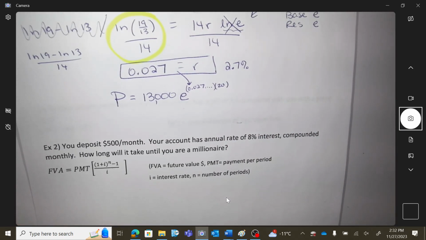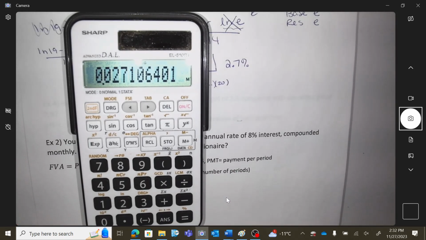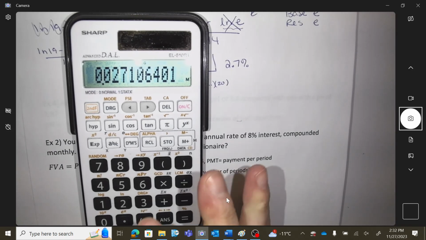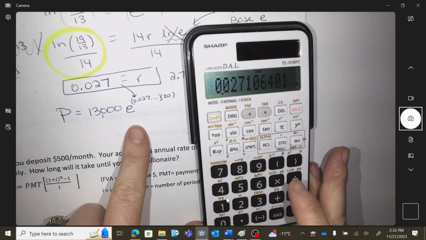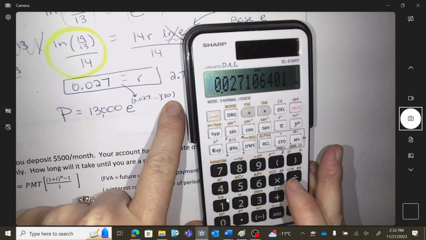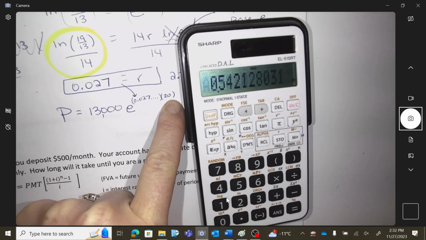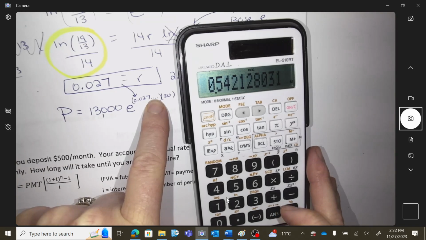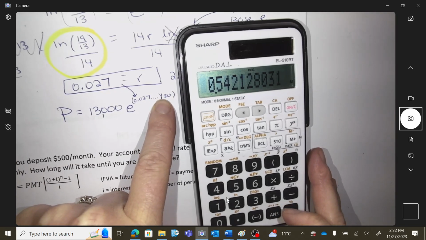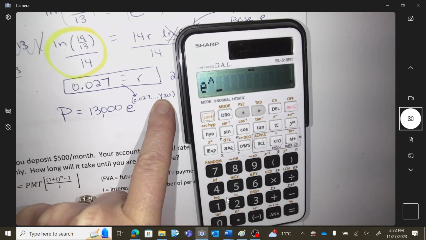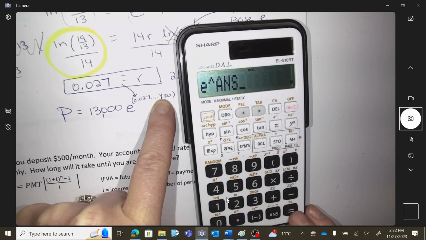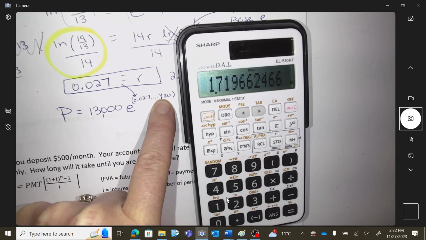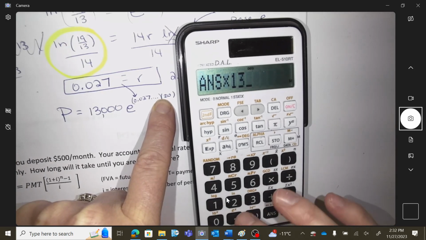Okay, so this one is tricky because it's a calculator thing. So everybody left this on there, right? I told you to leave it. Okay. So here's what I'm going to do. I'm going to take that number and I'm going to times it by 20. Times 20 equals. We good? 0.54 or something? So that's the exponent. So now I'm going to go e to the answer, because e to that exponent, and I'm going to push equals. Good? Then I'm going to times by 13,000.